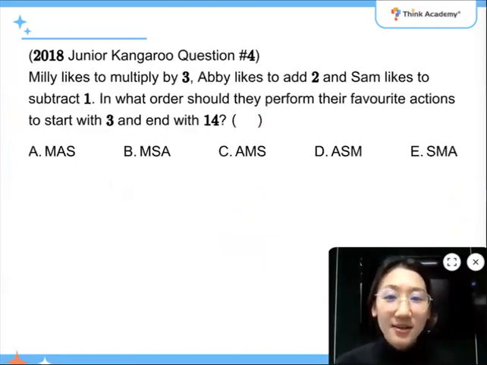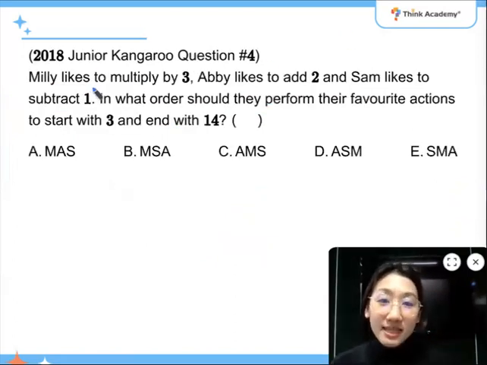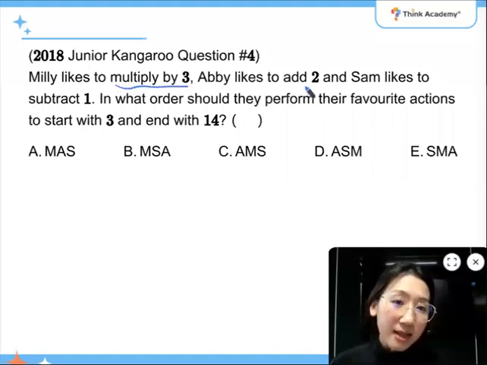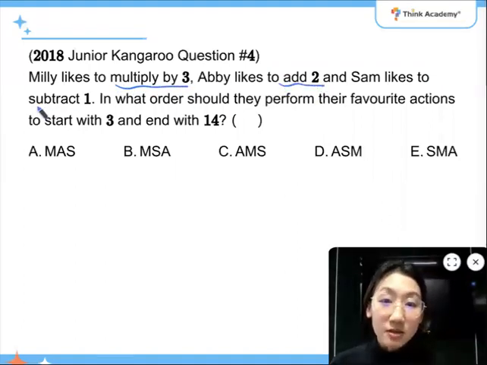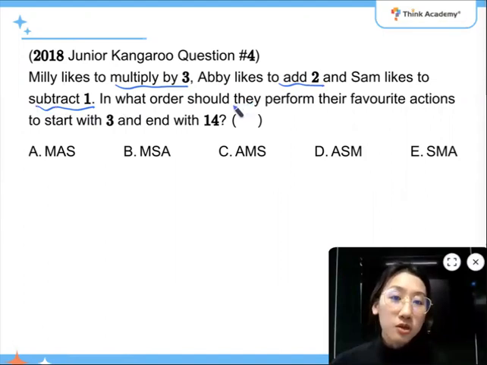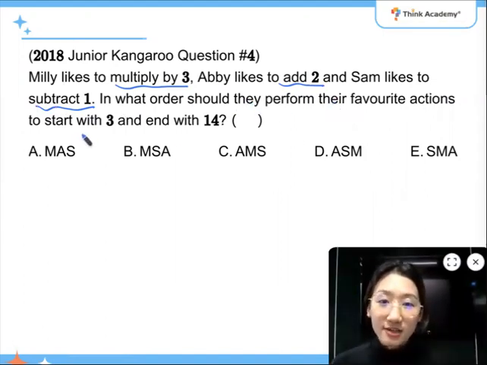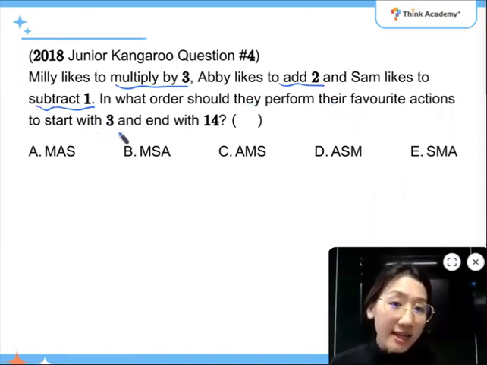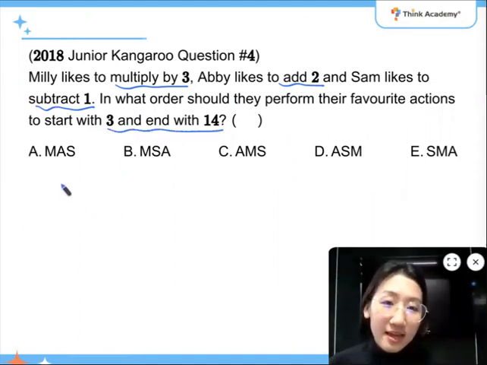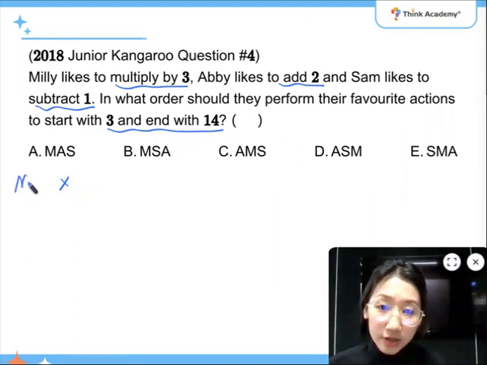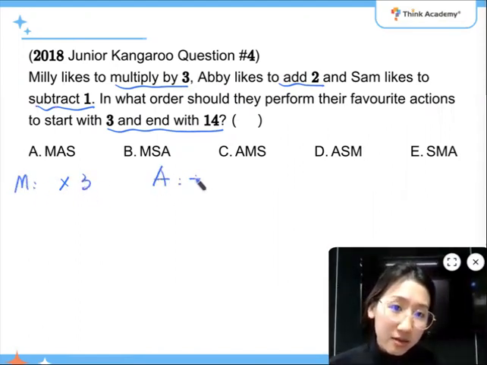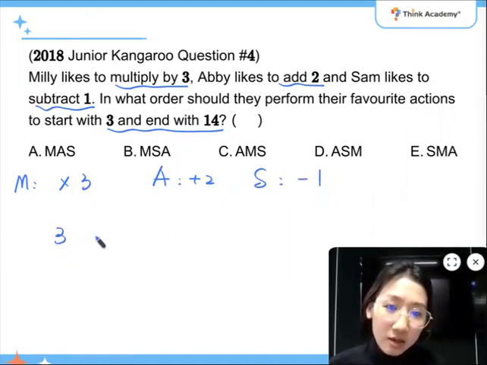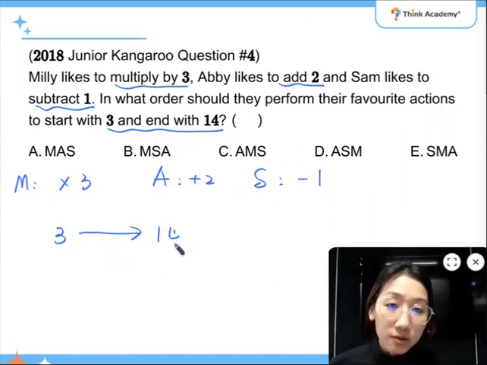And now let's look at question number 4. So here, Millie likes to multiply by 3, Abby likes to add 2, and Sam likes to subtract 1. So in what order should they perform their favorite actions to start with 3 and end with 14? Okay, so here, let's write down the operations. So Millie likes to multiply by 3, Abby likes to add 2, Sam likes to subtract 1. And here you're starting with 3 and then end with 14.